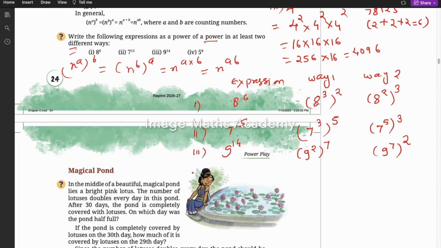Fourth one, 5 to the power 8 है. So you can write it as, for 8 you can write 2 multiplied by 4.